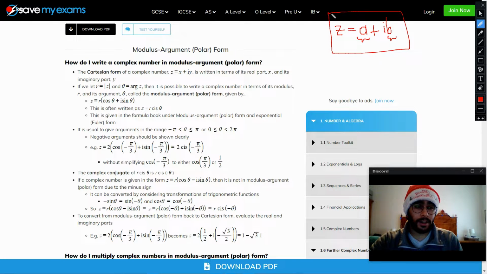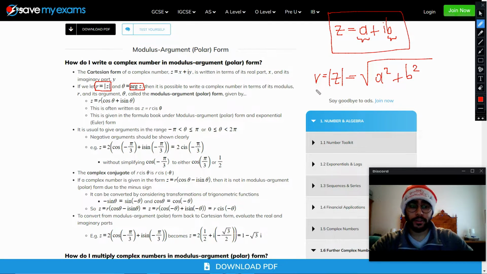The second form that we are interested in is called the modulus argument form, or the so-called polar form. In order to be able to write a complex number in this form, we need the argument and the modulus. Well, we already know what the modulus is. So r is defined to be the following. It's denoted by the absolute value notation, so two lines, and this is equal to the square root of a squared plus b squared. Right? So this is our modulus.